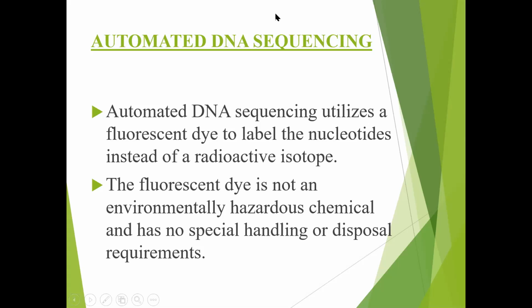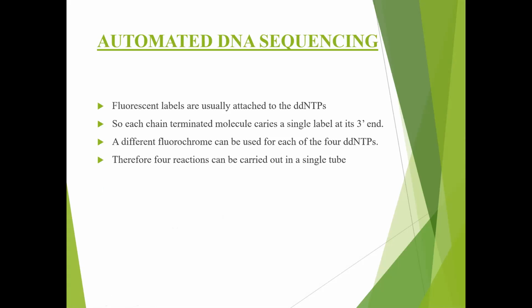And the advantage of using this fluorescent label as labeling material is that, because you all know radioactive isotopes are hazardous in nature, when you use radioactive isotopes for your experiments, there are certain protocols you need to follow for handling them. And once the experiment is over, you also need to follow certain protocols for the disposal of these radioactive isotopes. All this is very tedious. So as I mentioned, the fluorescent dye is not environmentally hazardous like radioactive materials, and there are no special handling or disposal requirements when you use fluorescent dyes as your label.